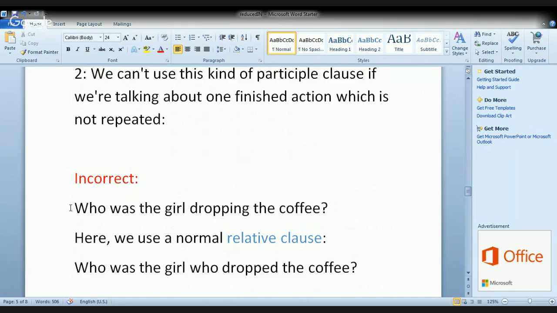Who was the girl dropping the coffee? It does not sound great at all. And so we need to use a normal relative clause here. Okay, we're missing information in this first one. And so the correct answer would be, who was the girl who dropped the coffee? Okay. So we're asking a question. We're using a relative clause.